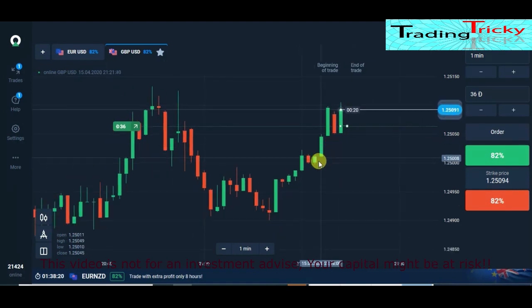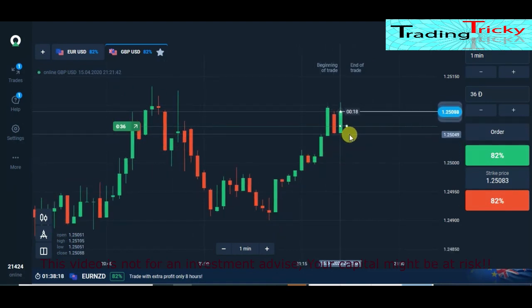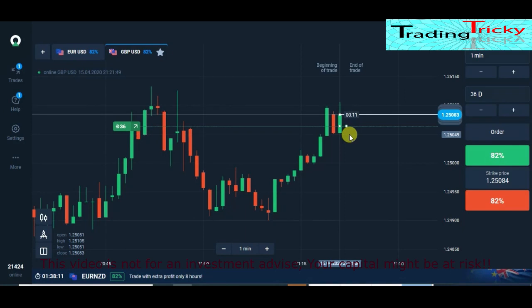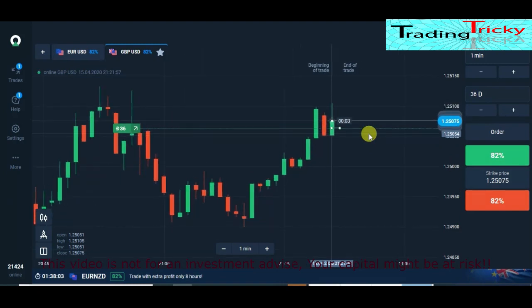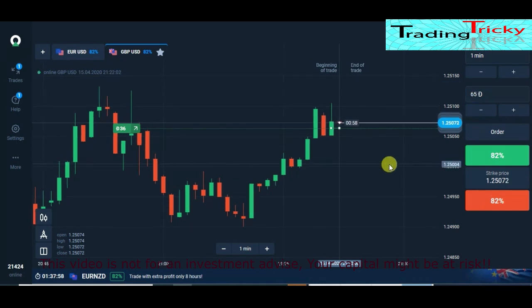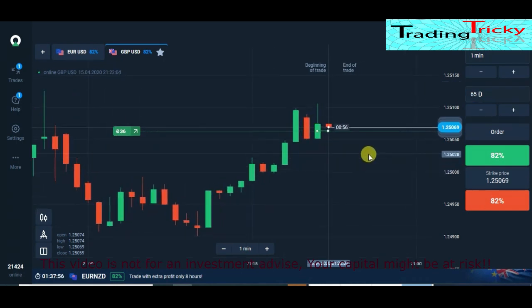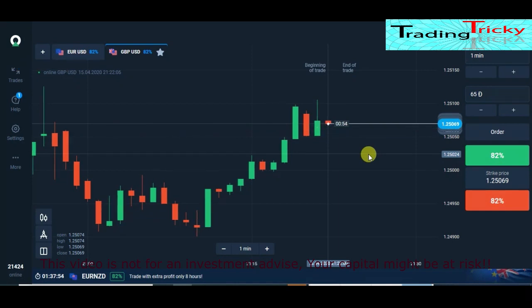So let's form this candle. Still we have a few seconds to complete this candle. Okay, I have won this trade also.